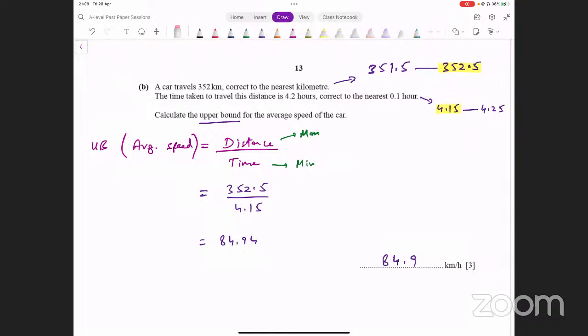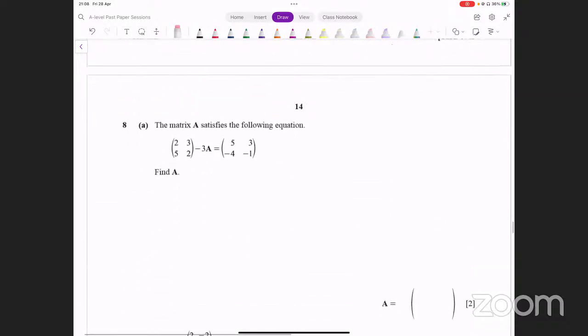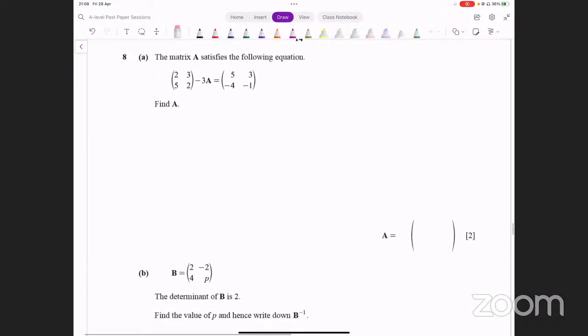ओके, लेट्स मूव ऑन. Question number 8. We have this matrix A that satisfies the following equation. We need to find the matrix A. How do we do this? What we can do is we can take 3A to the other side. इसको positive करने के लिए. That's one possibility, right? 3A को मैं right side पे ले जाता हूँ, और जो right side वाला matrix है इसको left side पे ले आते हैं. What does that give us?